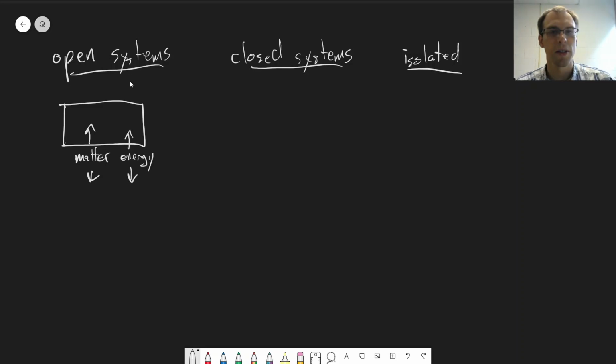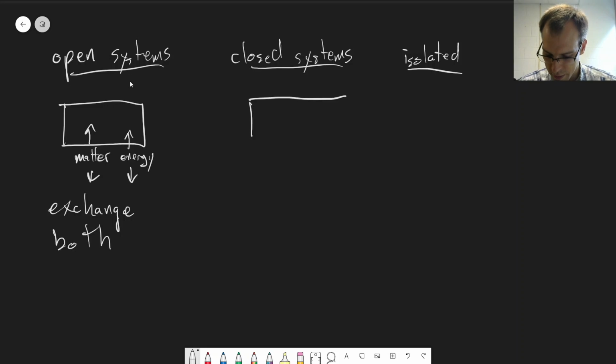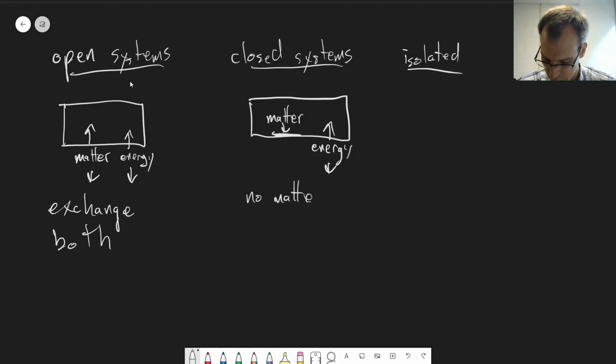So the flask that we just considered would be an example of an open system because things can evaporate and go into the surroundings, so that's matter transfer. We can heat the flask up, we can cool it down. That would be a transfer of energy. And so we can exchange both. A closed system has no transfer of matter, but energy can be transferred. No matter transfer. Yes, energy transfer.